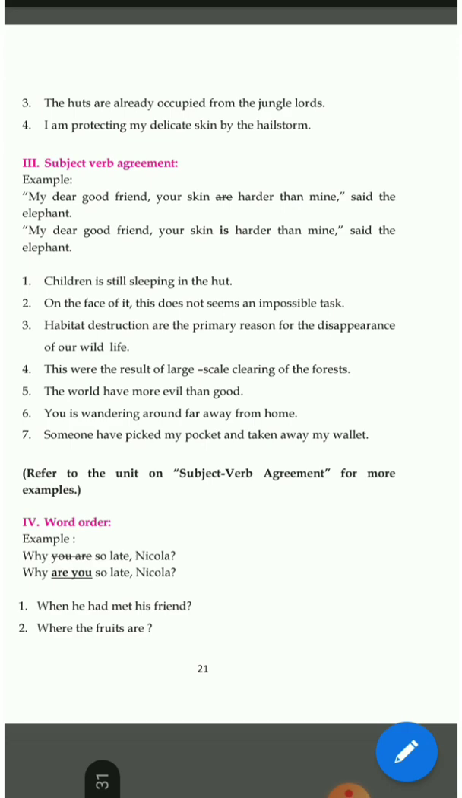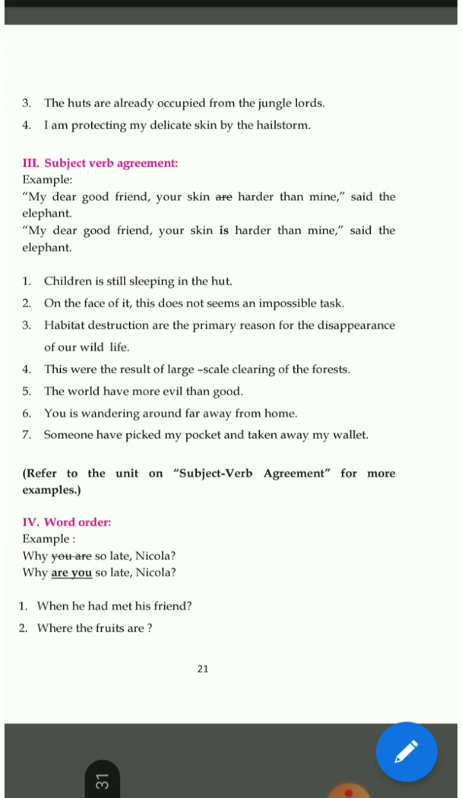Why you are not coming? That is a wrong way of framing questions. As I said, after the WH question word, there should be a helping verb, and then comes the subject. But most of the time in spoken English, we invert that. Why you are so late? So what is the right way of asking the question? Why are you so late, Nicola?